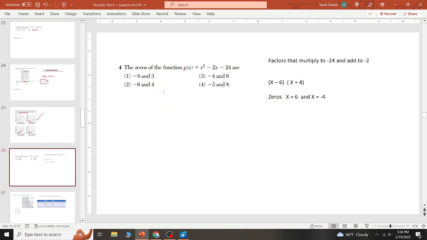the zeros of the function. Alright, they want us to factor this so we can get the zeros. So we need factors of -24 that add to -2, so that's -6 and a positive 4. And we set each one of these equal to 0, so x equals 6 and x equals -4.